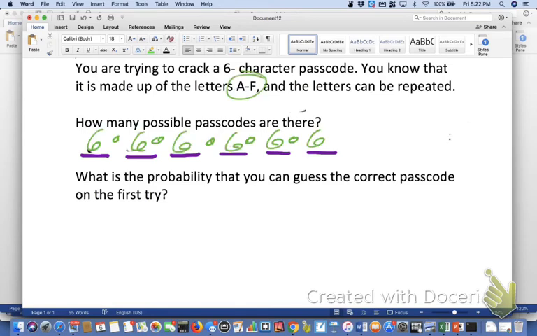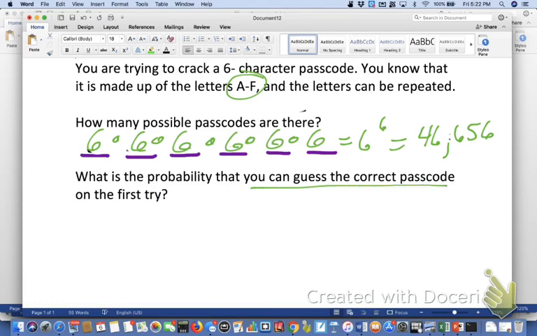Anyway, back to the original problem. So where I had 6 combinations originally, I multiplied that 6. I did 6 to the 6th power, multiplied 6 times. So again, going back to that problem, we had 46,656 possible combinations.